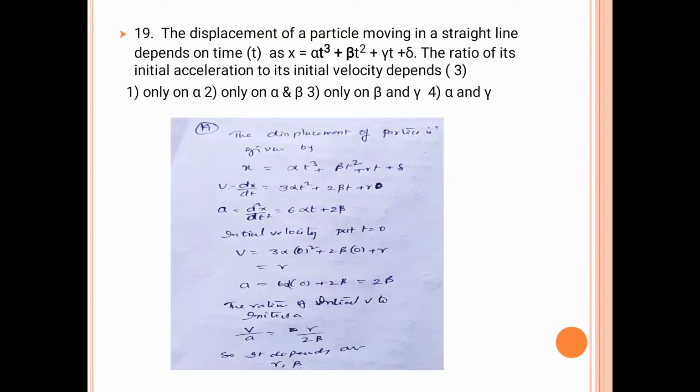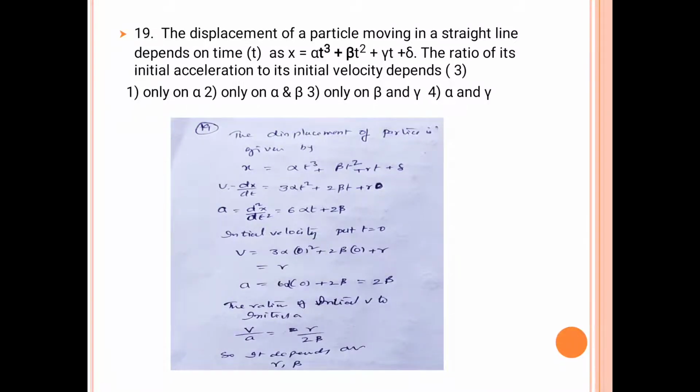The displacement of a particle moving in a straight line is given as x equals a t cubed plus b t square plus r t plus d. The ratio of the initial acceleration to its initial velocity depends on what? We have to find that. Here the displacement has been given as time dependent, so we have to find v, and likewise acceleration also. For initial velocity we put t equal to 0, then you will get r. For initial acceleration we put t equal to 0, then you will get 2b.